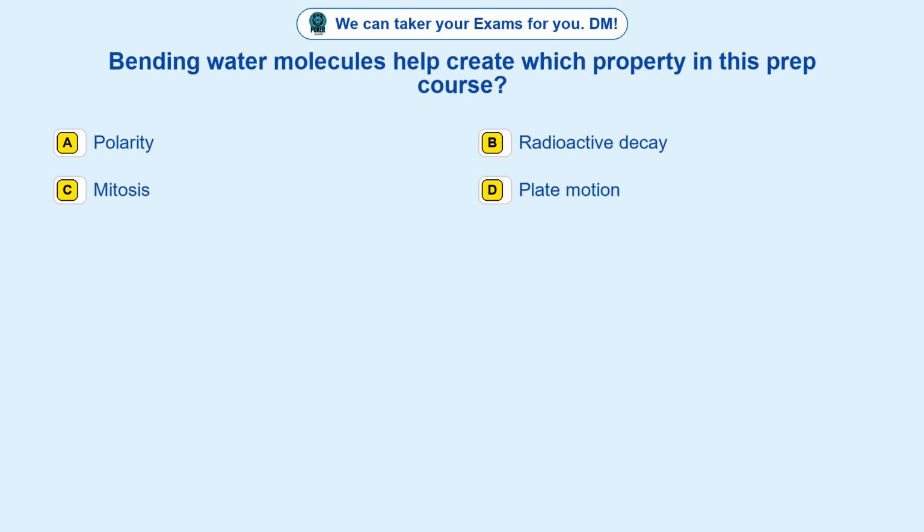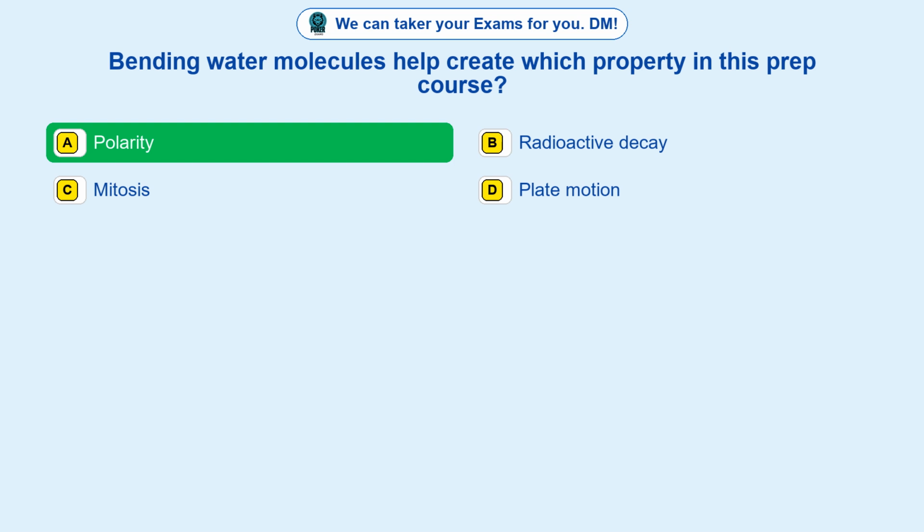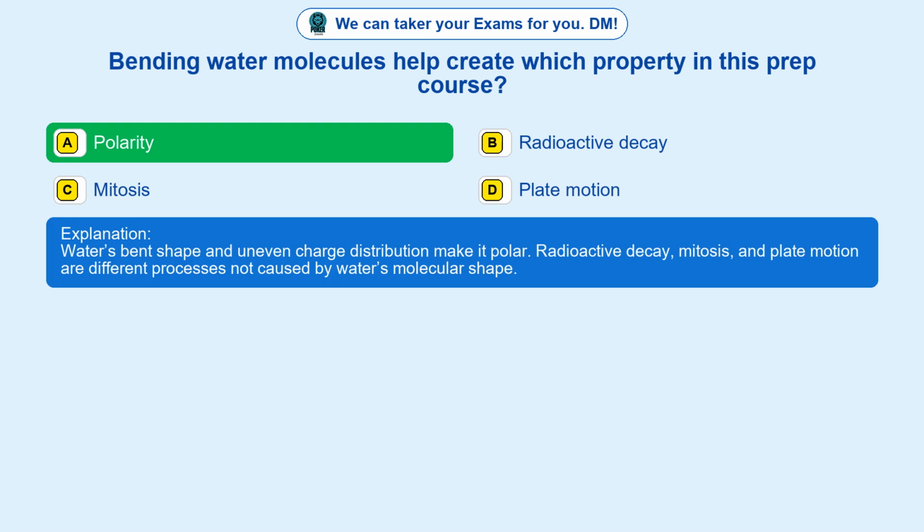Question 50. Bending water molecules help create which property in this prep course? Option A, polarity. Option B, radioactive decay. Option C, mitosis. Option D, plate motion. The correct answer is option A. Polarity. Water's bent shape and uneven charge distribution make it polar.